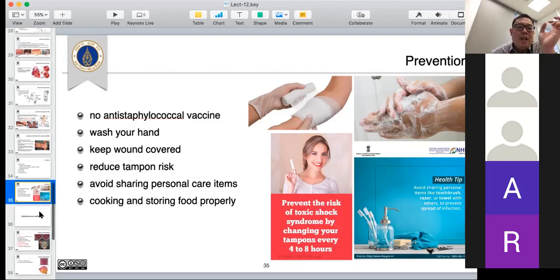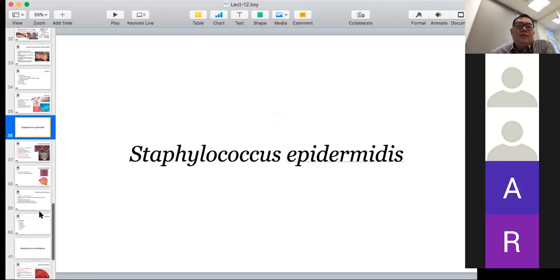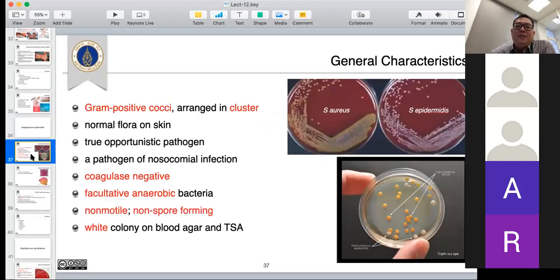Okay. Right. Now we move to Staphylococcus epidermidis. Staphylococcus epidermidis differs from aureus. Aureus means golden. Epidermidis means like epidermis. They are actually normal flora on skin. Colony color is white, unlike Staph aureus. This one is coagulase negative, okay? But the other things are similar to aureus.